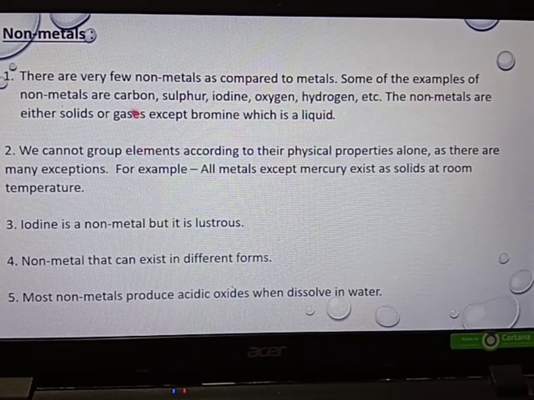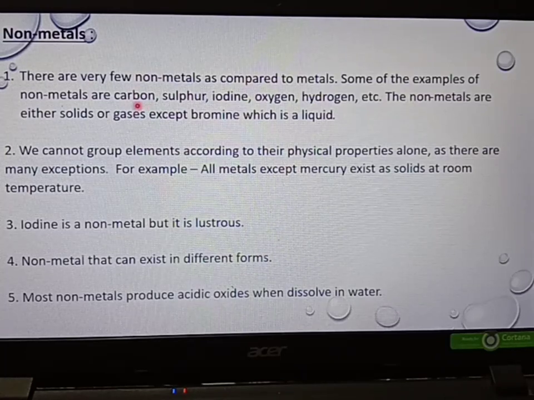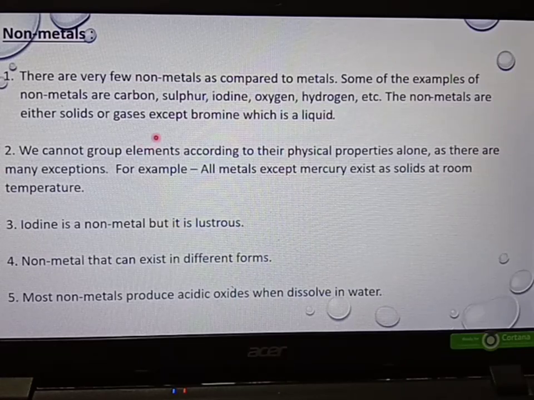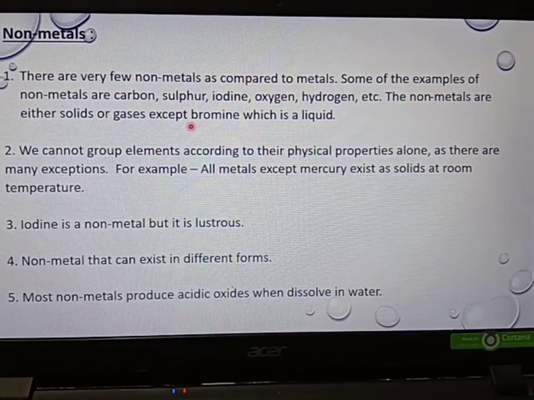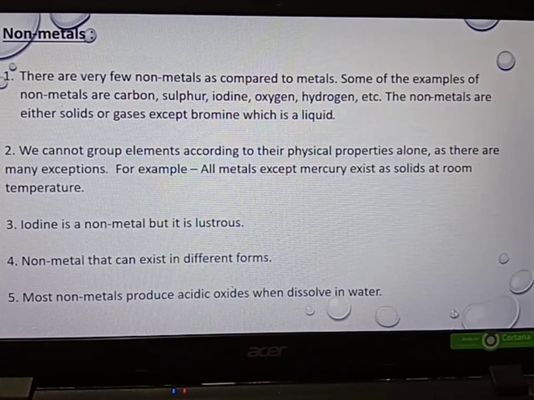Students, just now I gave you examples: carbon, sulfur, iodine, oxygen. If I take the oxide of carbon, carbon dioxide. If I take the oxide of sulfur, sulfur dioxide. For example, if I dissolve carbon dioxide in water, it will give me an acidic solution. If I dissolve sulfur oxide in water, it will give me an acidic solution. So we can say basic oxides are metal oxides. Acidic oxides are non-metal oxides.